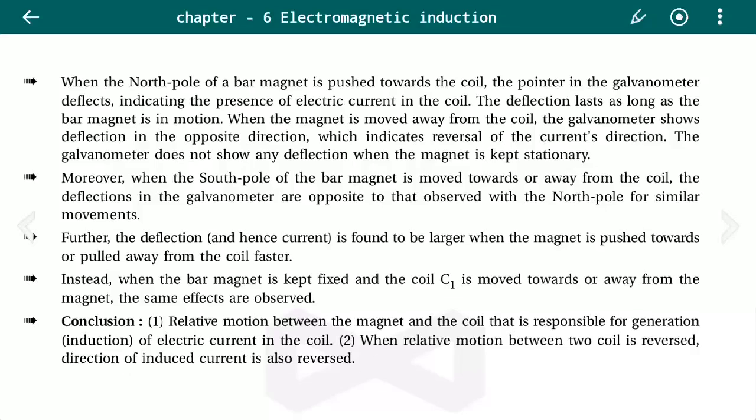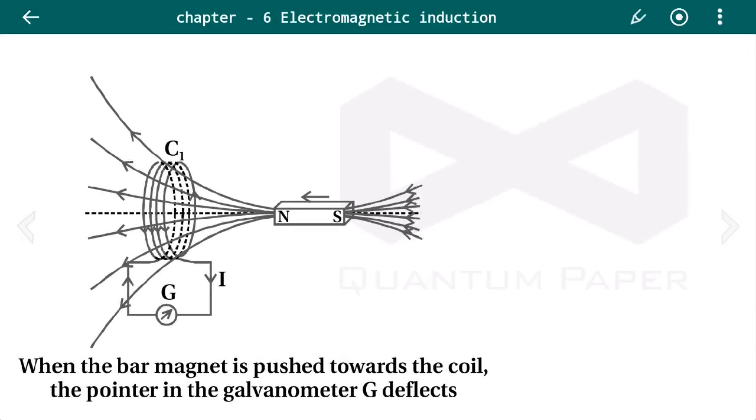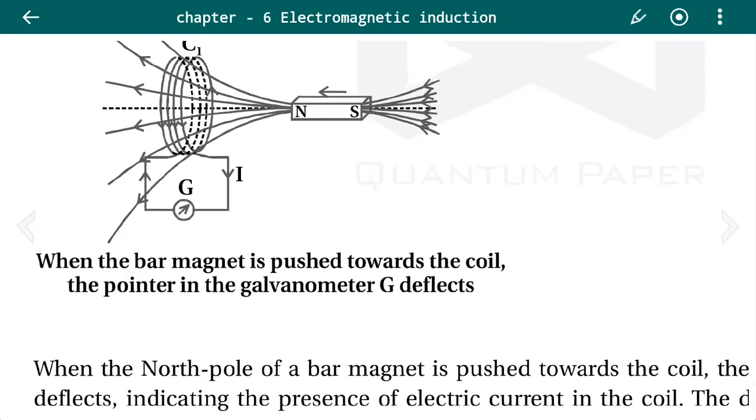Instead, when the bar magnet is kept fixed and the coil C1 is moved towards or away from the magnet, the same effects are observed. That means instead of moving the magnet, if we keep the magnet stationary and keep this coil moving near or away from the magnet, then also the galvanometer will be showing the deflection.